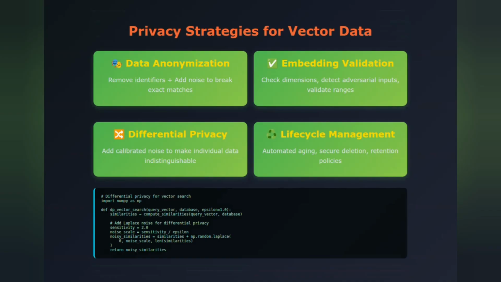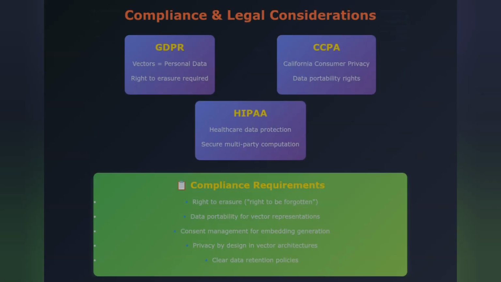Vector data should have expiration dates, and you need secure deletion processes that actually remove the data from disk. Set up automated policies. Automatic anonymization after 30 days. Vector aging with increasing noise over time. Secure deletion after retention period. Audit trails for all lifecycle events.